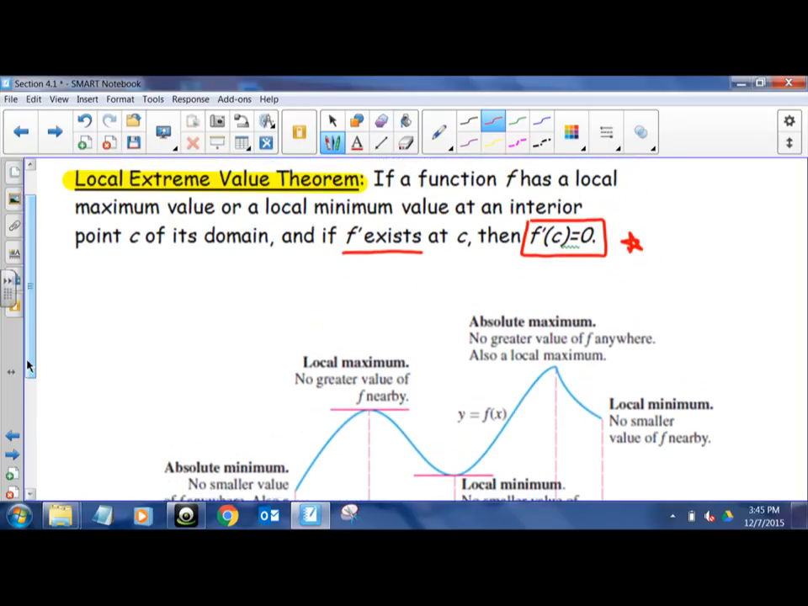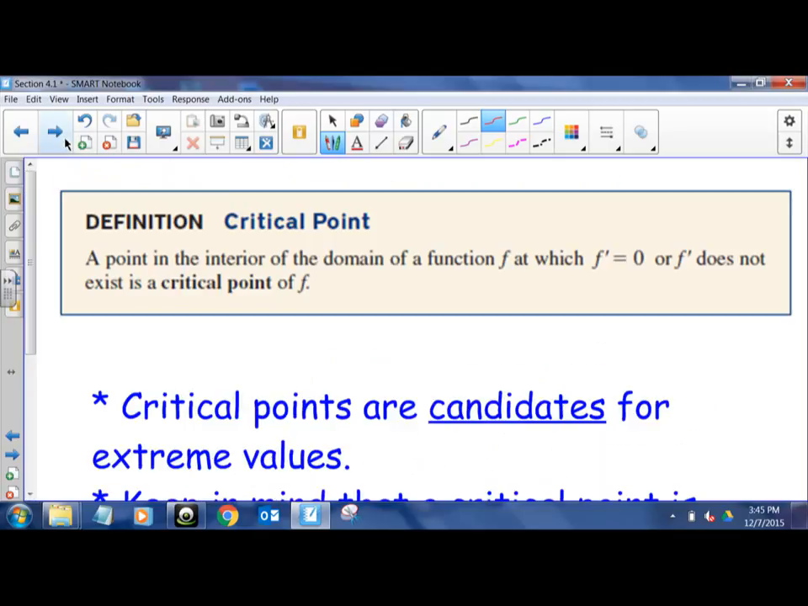It's also notable to add that the derivative might not exist, and we're going to study that as well, but that's what we call a critical point, when the derivative doesn't exist and you would have had a max or a min value there. So just something to consider a couple slides later. Actually, one slide later. Definition of critical point: a point in the interior of the domain at which f prime equals 0 or f prime doesn't exist. So, if the derivative is 0 at this particular point, or if the derivative does not exist at this particular point, it's known as a critical point.